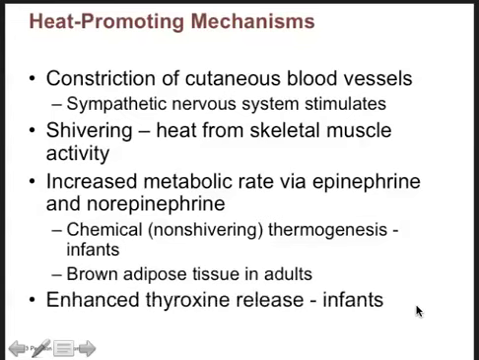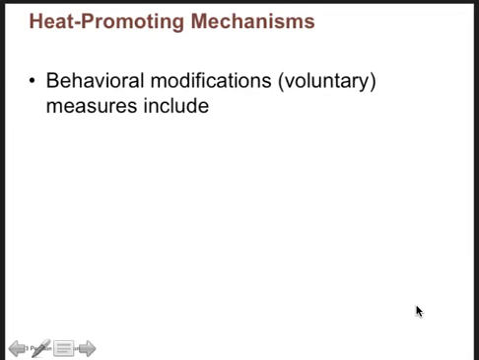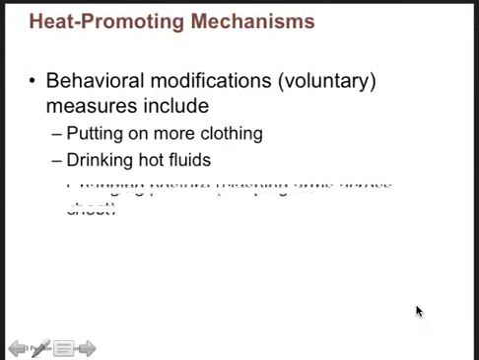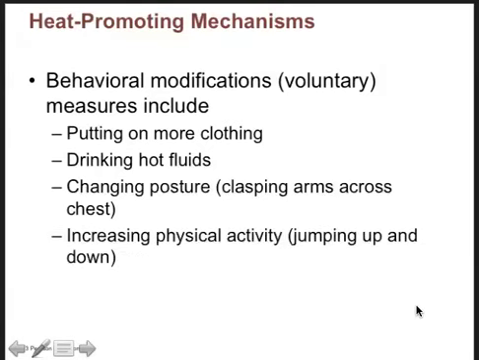Enhanced thyroxine release in infants can also promote an elevation in body temperature. There's also behavioral modification that can control body temperature. This includes putting on more clothes, drinking hot fluids, changing your posture, such as clasping your arms across your chest, and increasing physical activity, such as jumping up and down or running in place.